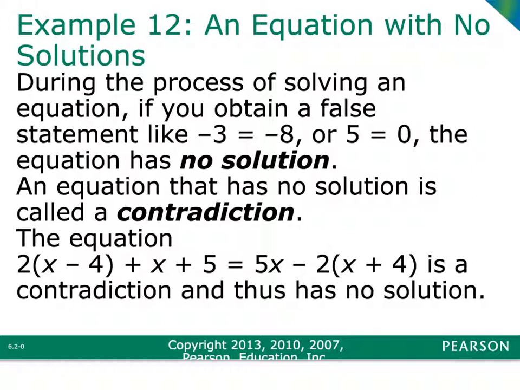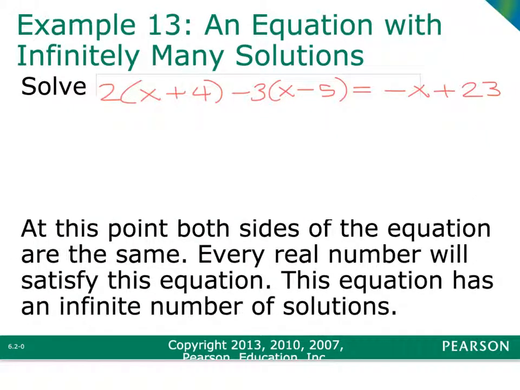This slide just goes over what I just said. Another situation you can run into is you can have infinite solutions. So let me show you what that looks like. We have the equation 2 times the quantity x plus 4 minus 3 times the quantity x minus 5 equals negative x plus 23.